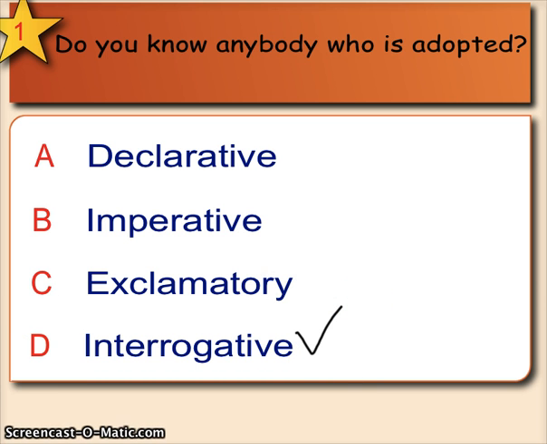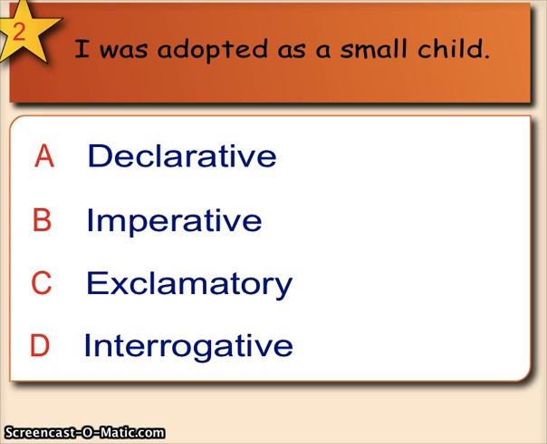Let's try another one. "I was adopted as a small child." This sentence is telling me something. It's telling me that I was adopted when I was little. Sentences that tell you something or state something are called declarative sentences.